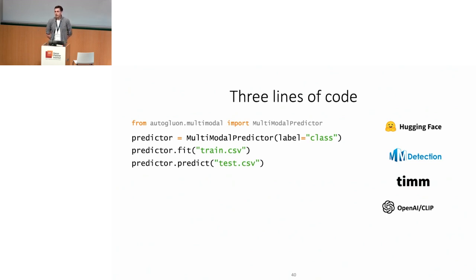So the idea here is also very simple. It's the same three lines of code API that we have seen before. But now this allows you to take the data consisting of different data modalities and perform the tasks. And under the hood, this predictor uses all the different foundation models provided by Hugging Face or the Torch Image Library or MMDet or the CLIP embeddings, combines them together and performs the different tasks.